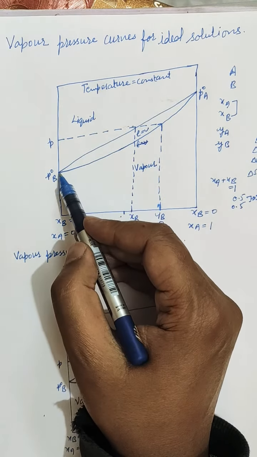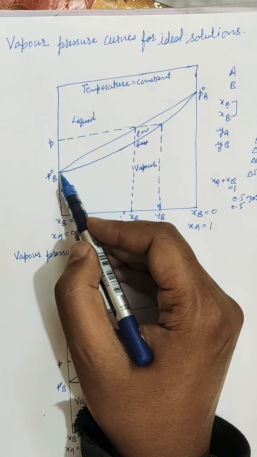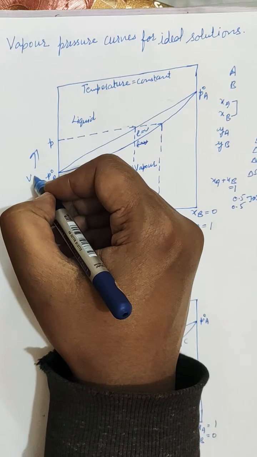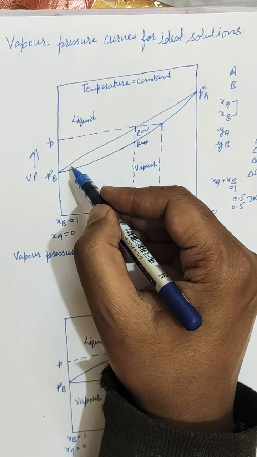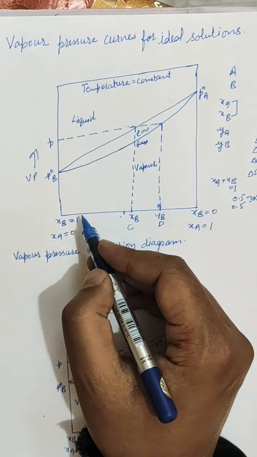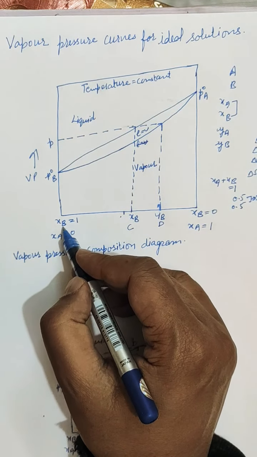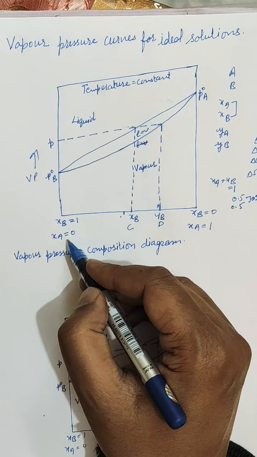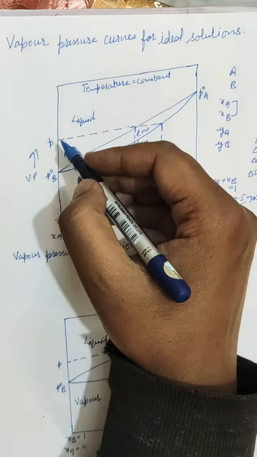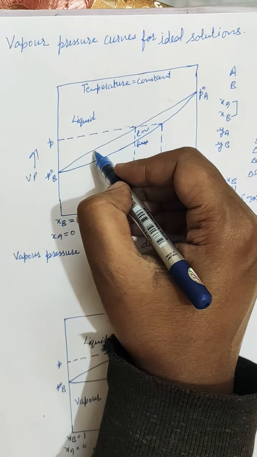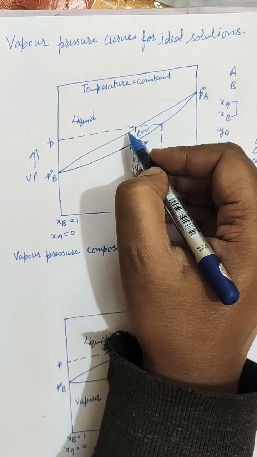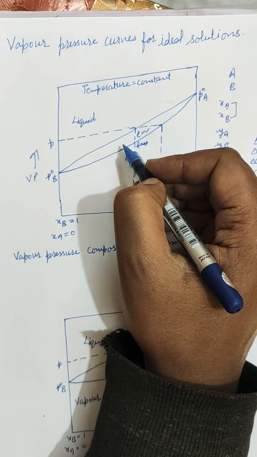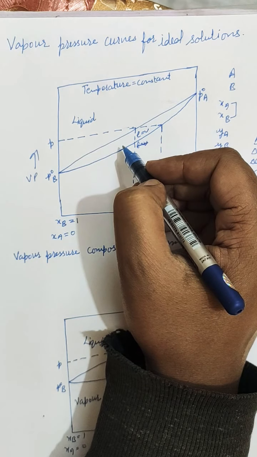See how the vapor pressure is changing. See how the vapor pressure is increasing with the change in composition: the composition of XB is decreasing toward 0 and the composition of XA increases from 0 to 1, and see how the vapor pressure is increasing. So this straight line shows how the vapor pressure changes with the composition of the ideal binary solution.